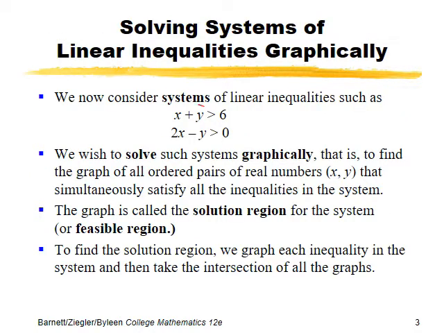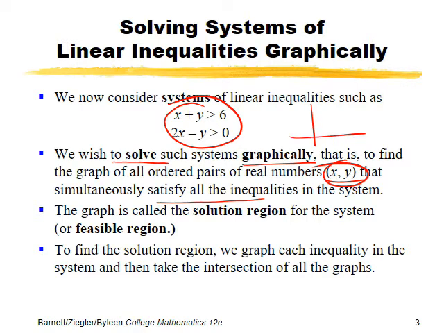For example, you are given a system of linear inequalities. We wish to solve such a system graphically, that is, to find the graph of all ordered pairs of real numbers that simultaneously satisfy all the inequalities in the system. There are infinitely many ordered pairs (x, y) which can satisfy both equations simultaneously, so we cannot list all of them. The best way is to locate the region which contains all those ordered pairs, and we call it a feasible region or a solution region.